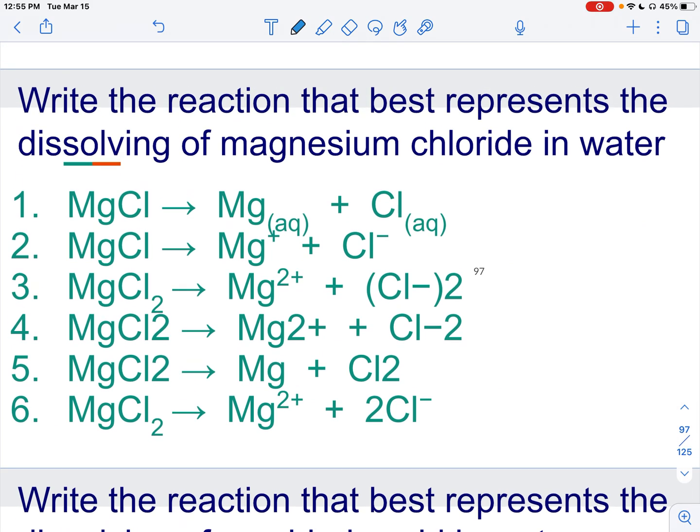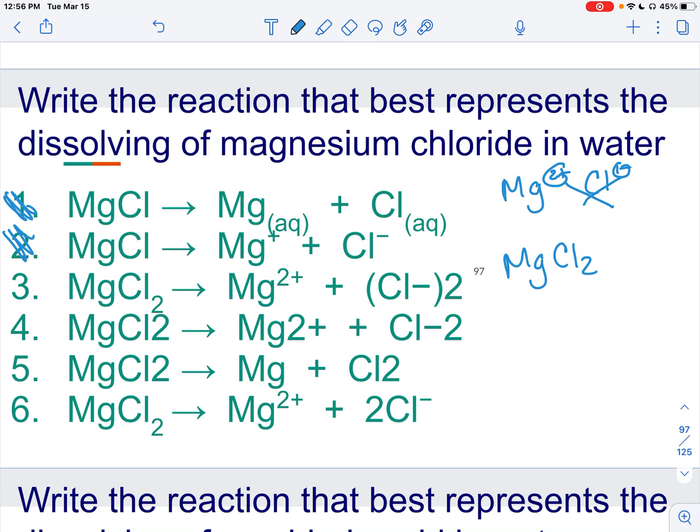Let's take a look at this problem. So this is asking you, what is the reaction that best represents the dissolving of magnesium chloride? So the first thing you should do is write the formula for magnesium chloride. Remember, magnesium is 2 plus, chloride is 1 minus. So when we crisscross, MgCl2. So we can automatically get rid of this one and that one because they're not MgCl2.